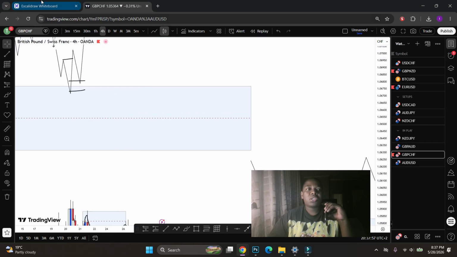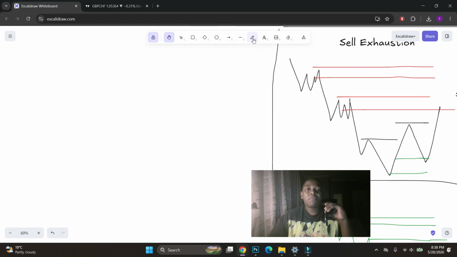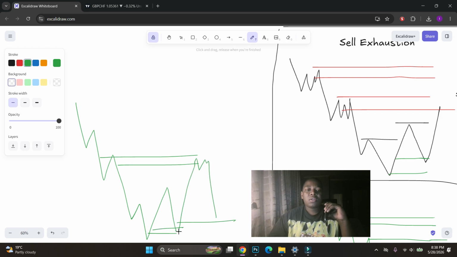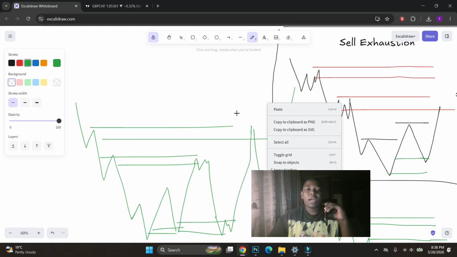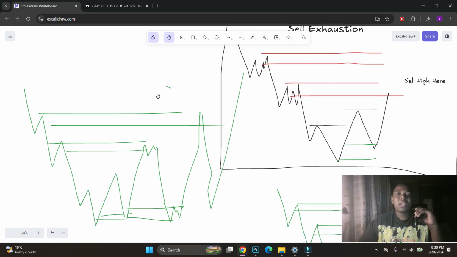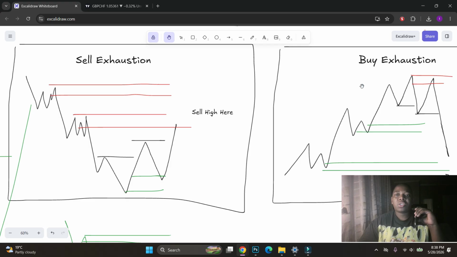So exhaustions are simple. If price changed order flow and you missed the buy, you wait for price to get to exhaustion, you sell, then you buy, you wait for price to get to exhaustion, you sell, then you buy until you get to your targets. So yeah, that's sell exhaustion and buy exhaustion.